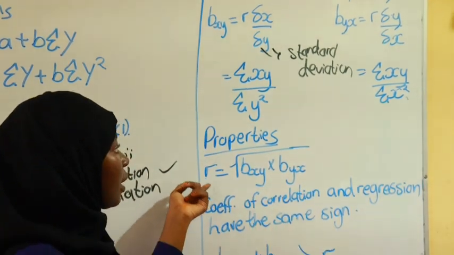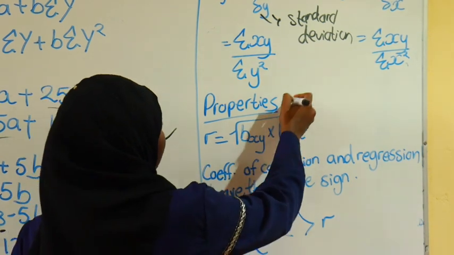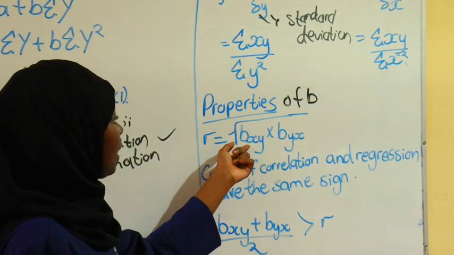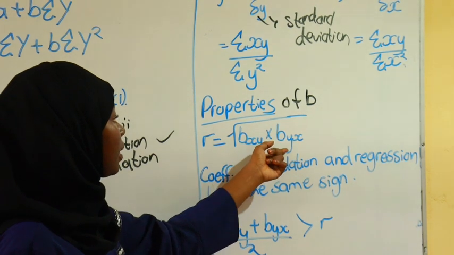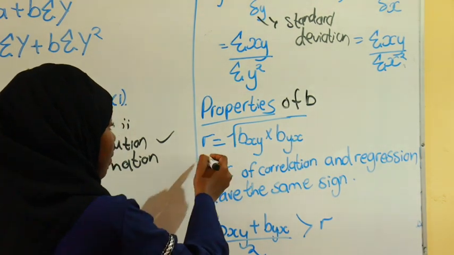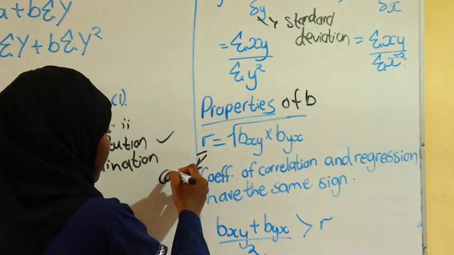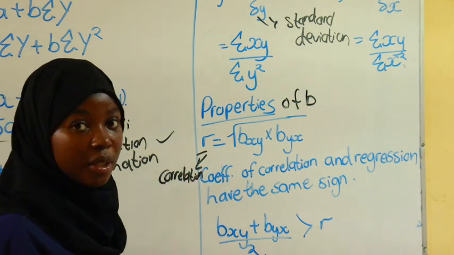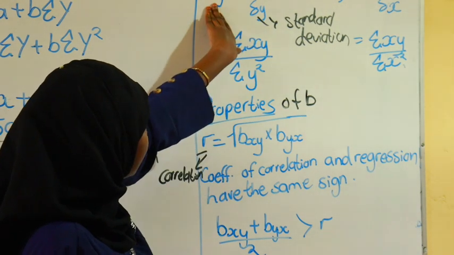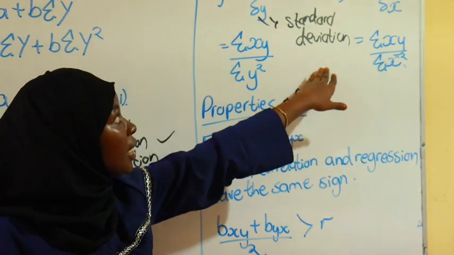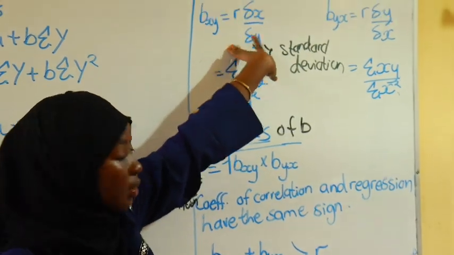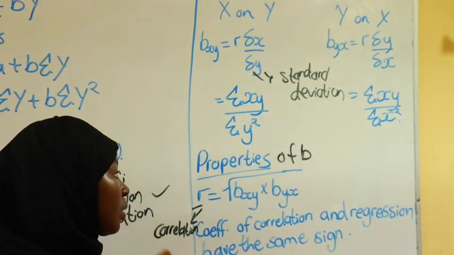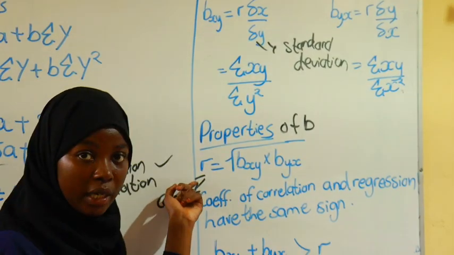So, properties of a regression coefficient. Properties of b. When you take bxy times byx and you get the square root, it gives you r, the correlation. So when you take this b of y on x and this b of x on y, you multiply them and get the square root, you will get the correlation.